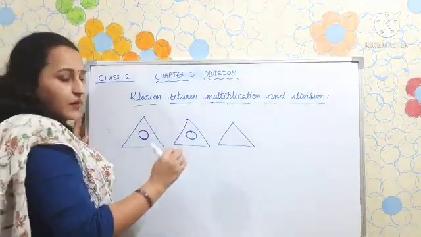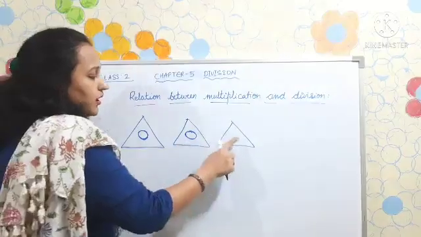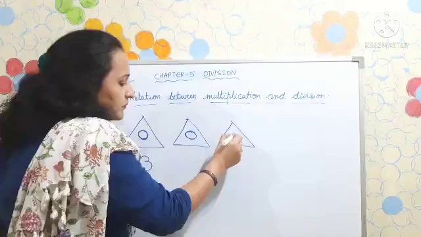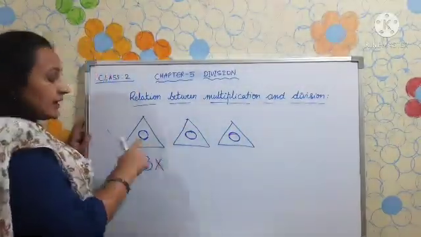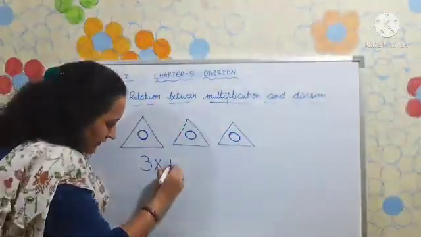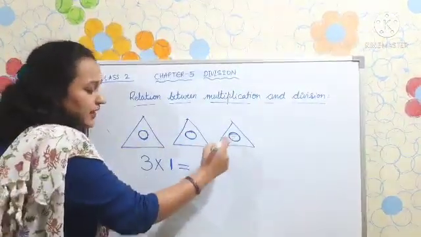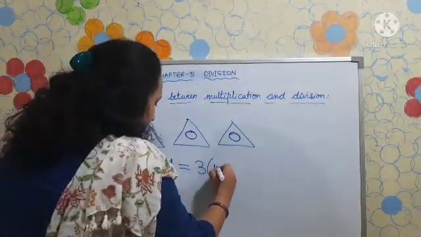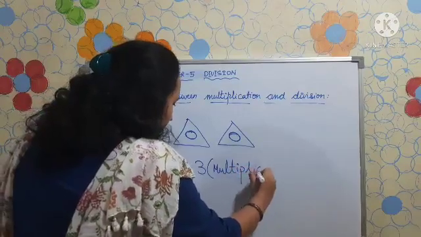Now I am going to add one more triangle. So total how many triangles are there? Count only triangles. 1, 2, 3. Now I am going to add one more circle to this triangle. Right, 3 times. In each triangle, how many circles are there? Only 1. 3 times 1 is how many? 1, 2, 3. Got it? We say this as multiplication.